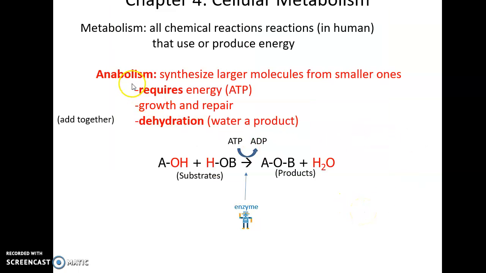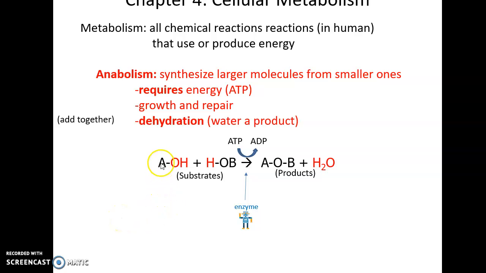All right, so anabolism, making larger things from smaller ones. It's going to require energy. Energy is needed to have this occur. It is very important for growth of cells, for repairing damage to the body, to cells. And it's referred to as a dehydration reaction because water is a product.